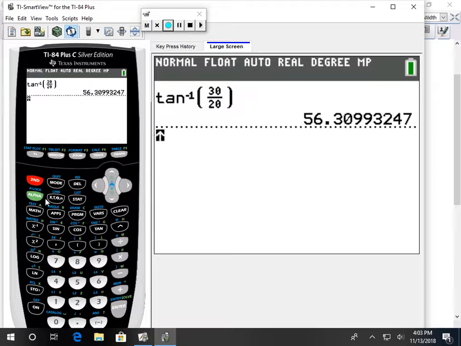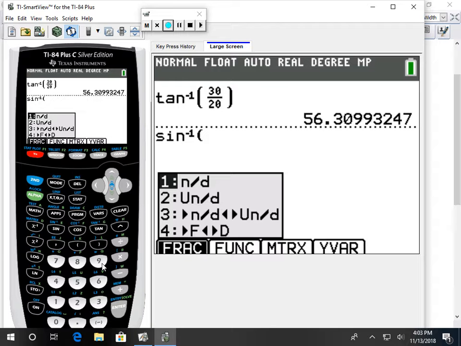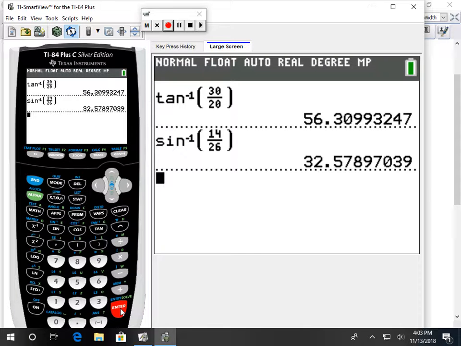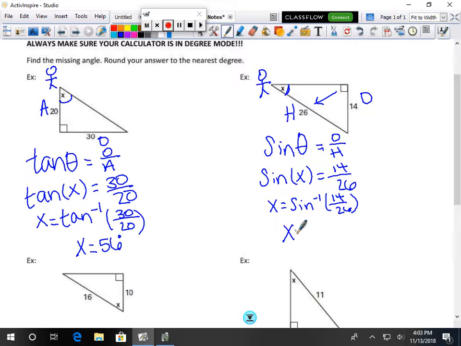Second and then sine gives me sine inverse. I'm going to type in my ratio of my sides, so I had 14 over 26. Arrow over and close off my parentheses. 32.5 would round up to 33 degrees.